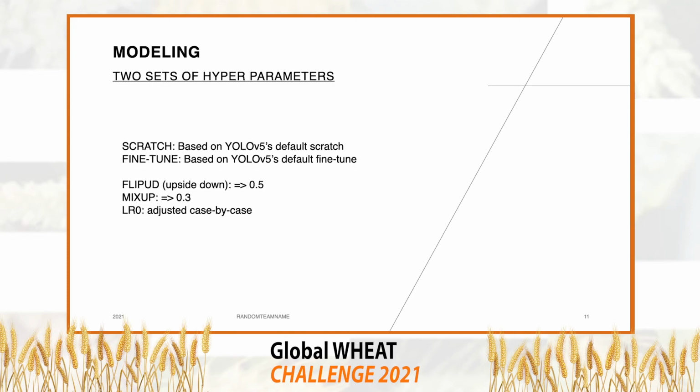We had two sets of hyperparameters, scratch and fine tune. Scratch and fine tune are each based on YOLO V5's scratch and fine tune, but all with several adjustments. The most significant ones are, first, flip UD to 0.5, mixup to 0.3, and LR0 adjusted on a case-by-case basis. And the models were trained in 800 by 800 resolution with a batch size of 8. We did not go for a larger training resolution just because of the VRAM limits on Google Colab Pro.